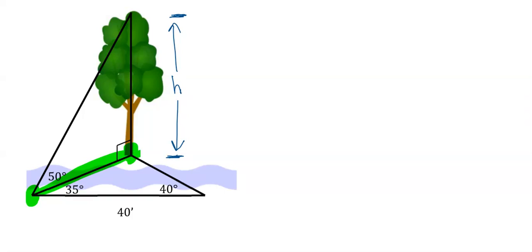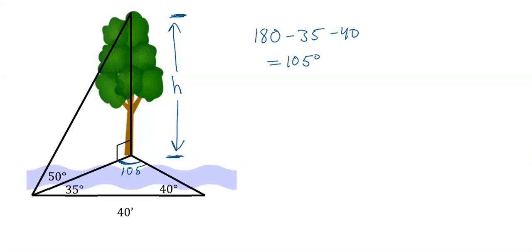And they share that side, and I can find that if, Zach said, I think what you were saying is this angle here. So what is that angle? 105. How did you get that? 180 minus 35 minus 40 equals 105, and that's that angle there. And now, this is not a right triangle, so I can't use SOHCAHTOA. So I have to decide, is it sine law or is it cosine law?